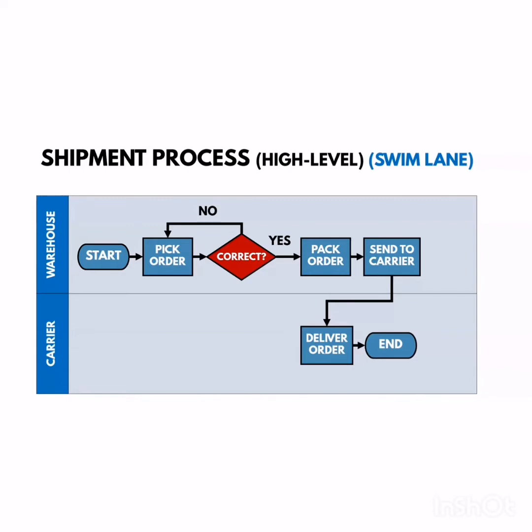When the process starts, the warehouse picks the order and checks to make sure it's accurate, and then they're going to pack the order and send it to the carrier, and then the carrier, like UPS, FedEx, or someone else, is going to deliver it, and then the process would end at that point. These swim lanes are really useful to represent who does what. It can be easily seen in the view.